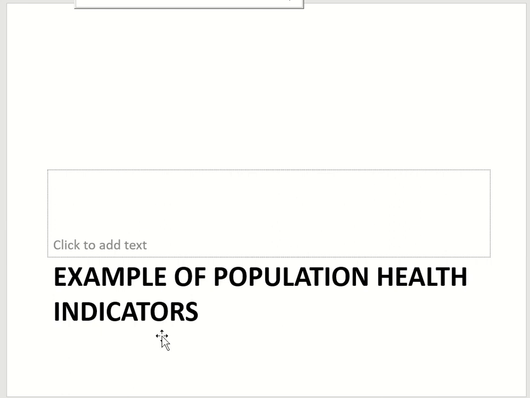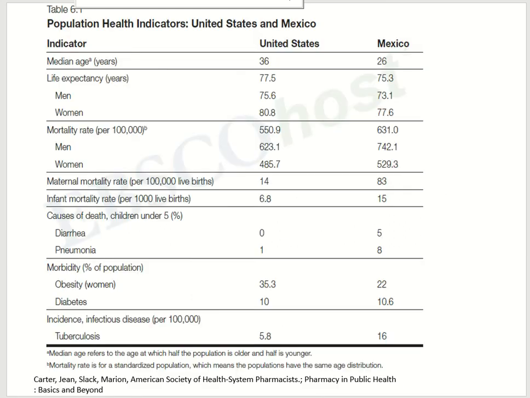So here we have an example of population health indicators. Life expectancy. This is United States versus Mexico. It's done for men versus women separately. Usually, whenever you see something like that, you have to look at what year this is. It should be showing somewhere. I can't see it, but it should have been there.